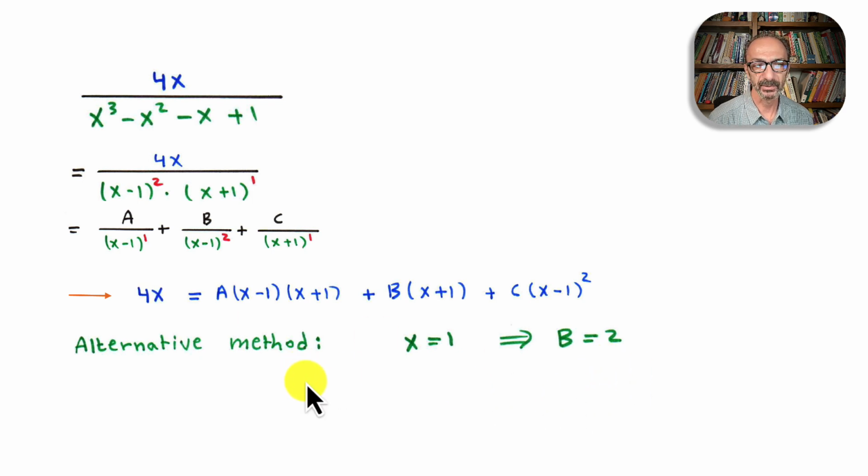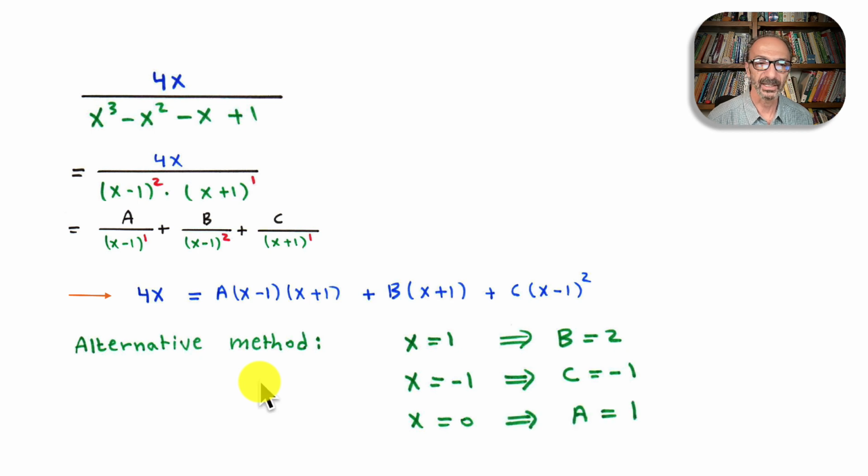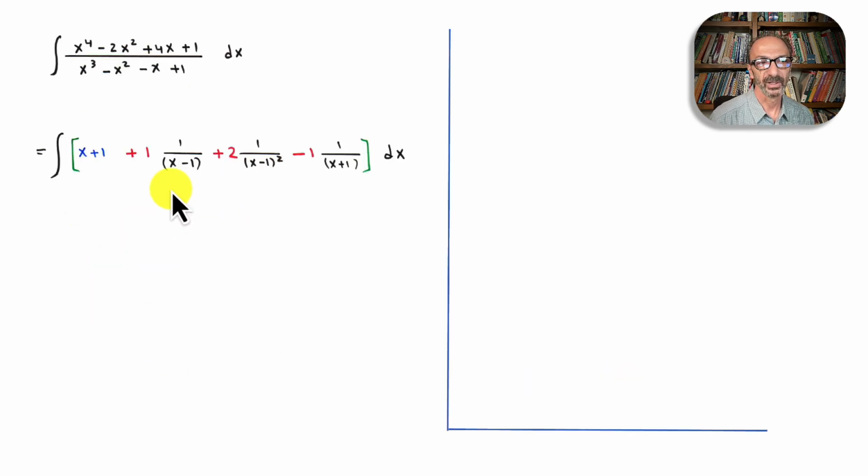With the same concept, plug in -1 to cancel this term. We end up with c equals -1. And finally, plug in 0. We'll end up with a equals 1. Going back to the problem, and we have the following. Now earlier we had this on the side and a fraction right here with the idea of remainder, which we did find a and b and c. Now it's clean.